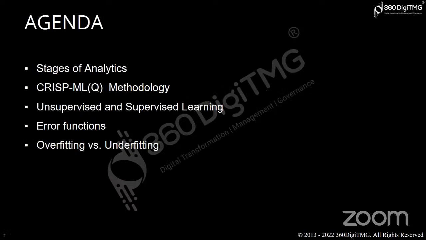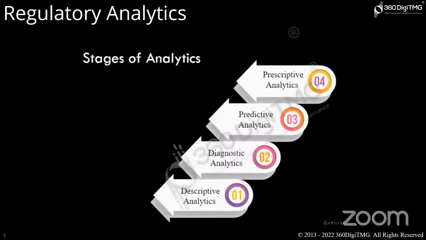We have five things that we'll cover. We'll start off with stages of analytics. Then we'll take a look at the CRISP MLQ methodology. We'll cover supervised and unsupervised learning. We'll look at error functions and underfitting plus overfitting. So first thing is stages of analytics.